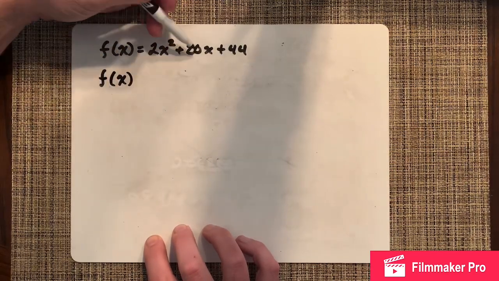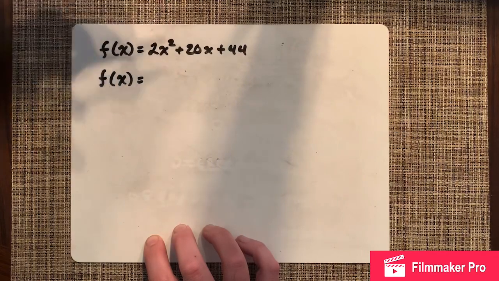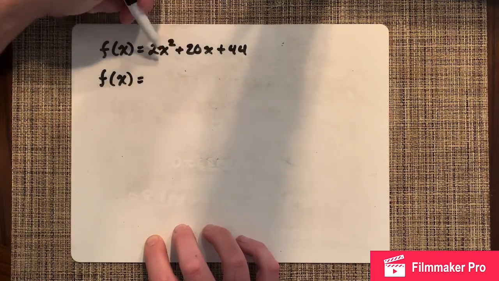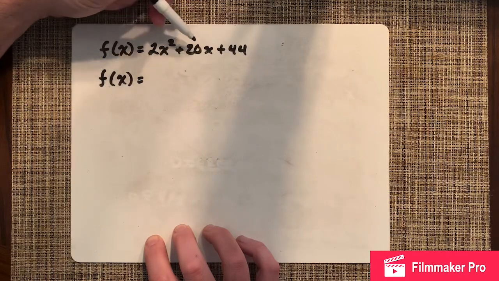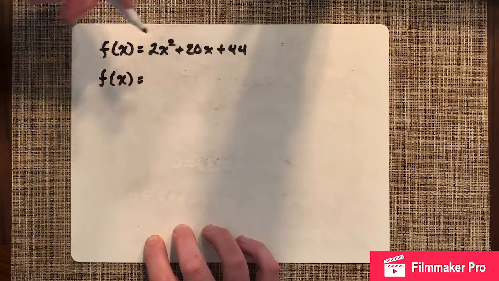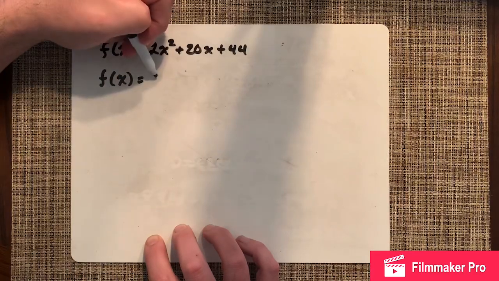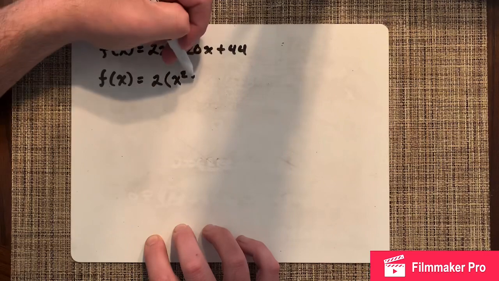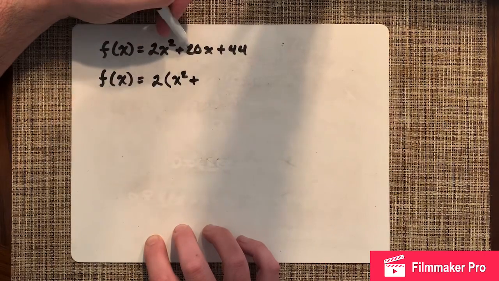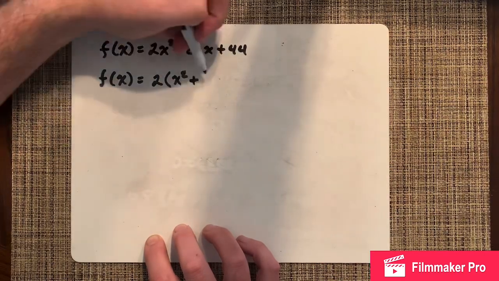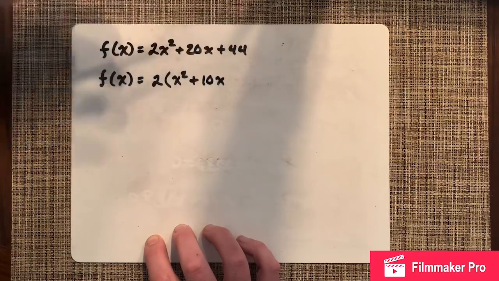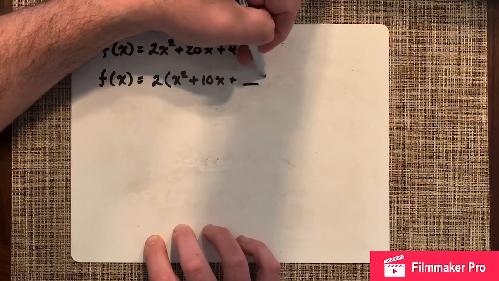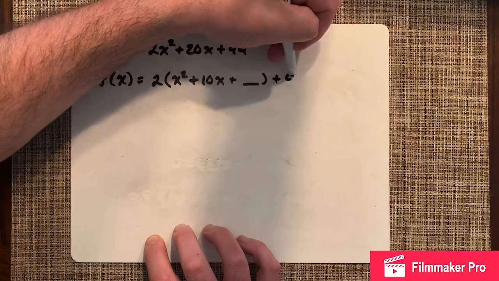I need to take these 2 terms, and I need to take the 2 out of these 2. I'm going to leave the constant alone, but I definitely have to get this 2 out of this and take a 2 out of this, because remember, I just want an x squared to complete my square. So here's what it's going to look like. 2 times x squared plus, okay, if I take a 2 out of 20 by division, that's going to leave a 10x. And just remember, 2 times 10 is 20, plus my blank, plus 44 at the end.